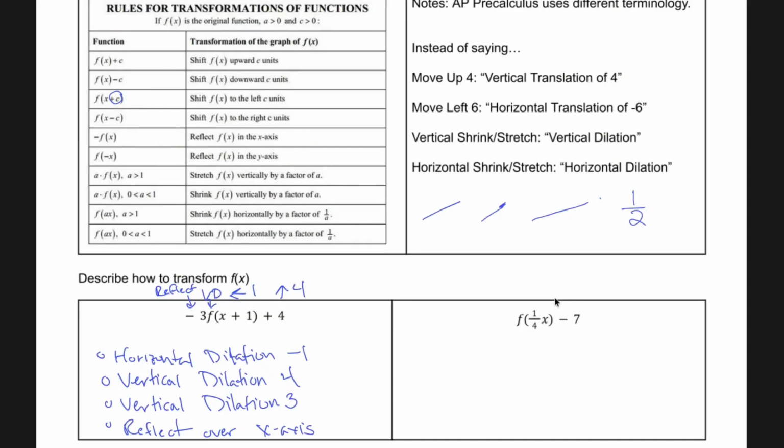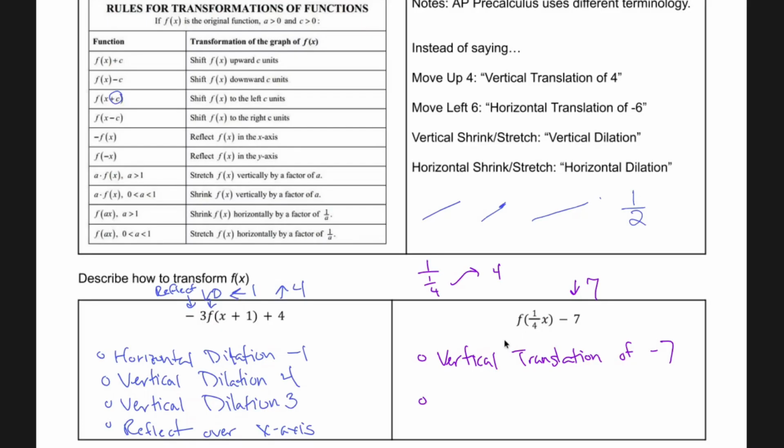This one's a little less involved. This one, all you're going to do is move it down 7. Since you're multiplying the x by a quarter, it's going to be 1/4 horizontal dilation, and 1/4 just means you flip that up and make it 4/1, which is 4. So we're going to go down 7, which is a vertical translation of -7.